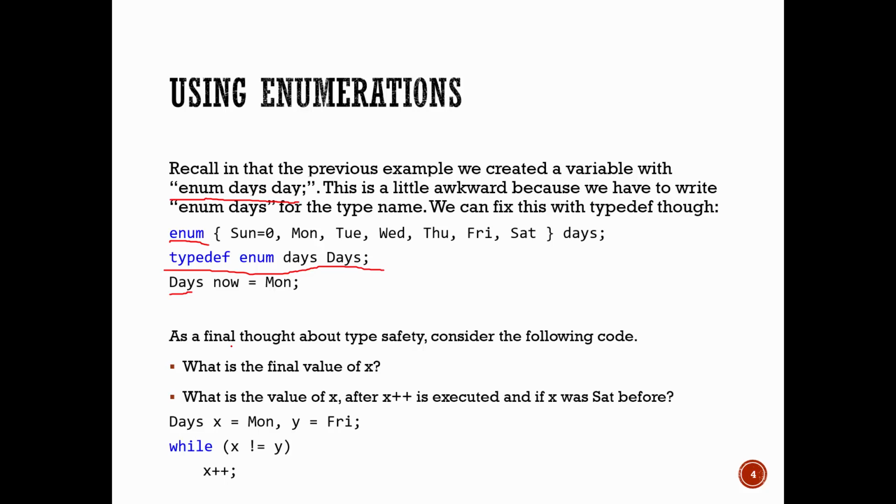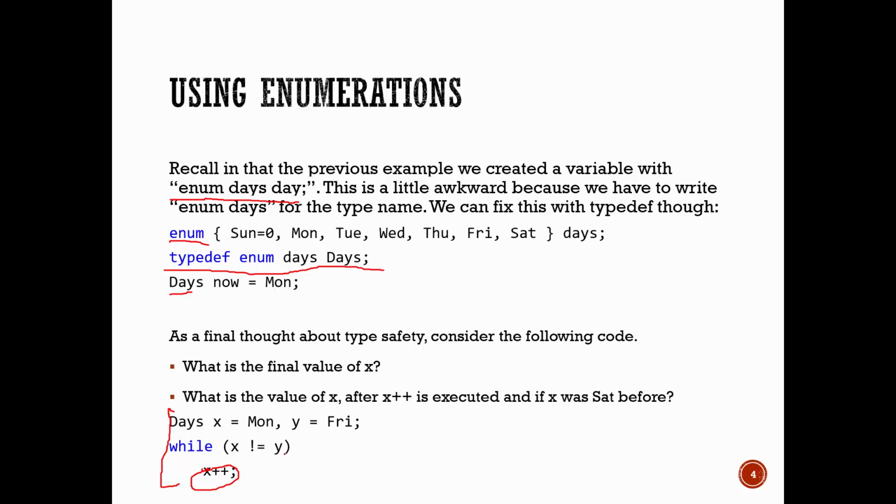Let's see, we have that final example down here. You'll notice we have two variables, days x equal Monday, y equal Friday, and you can see there's a loop in there. The first observation is x++. So what does that mean? Well, because this code will compile, we're allowed to manipulate variables that are enumeration type just like an integer, right? Because in C, they're just ints behind the scenes. So we're actually allowed to do stuff like x++ or even x--.